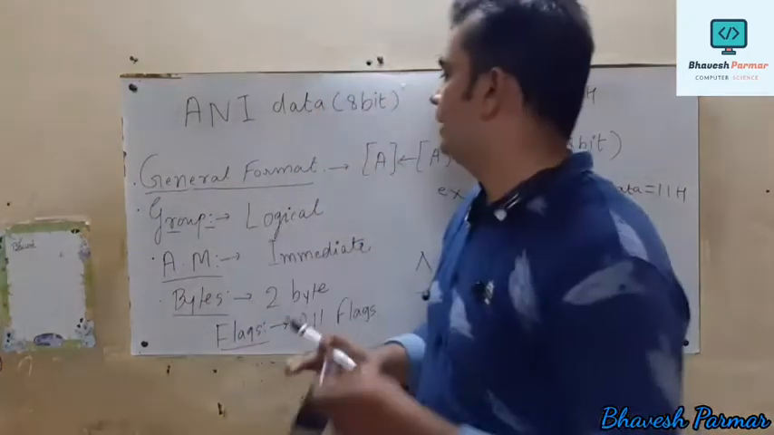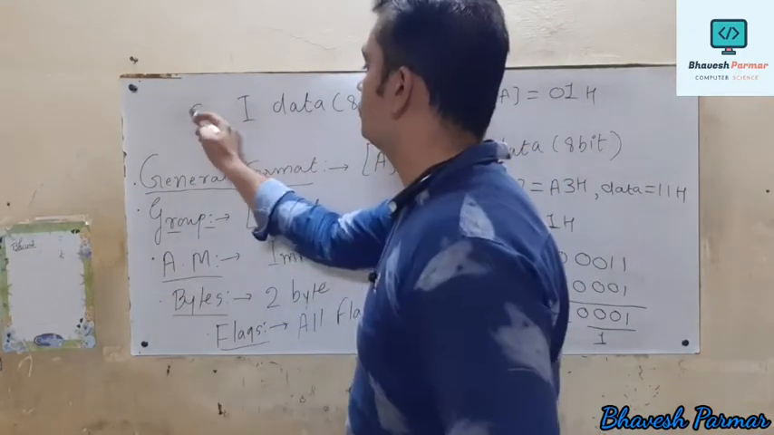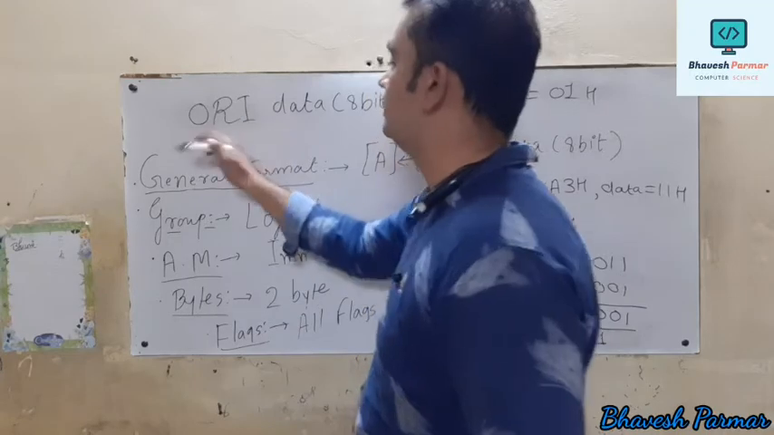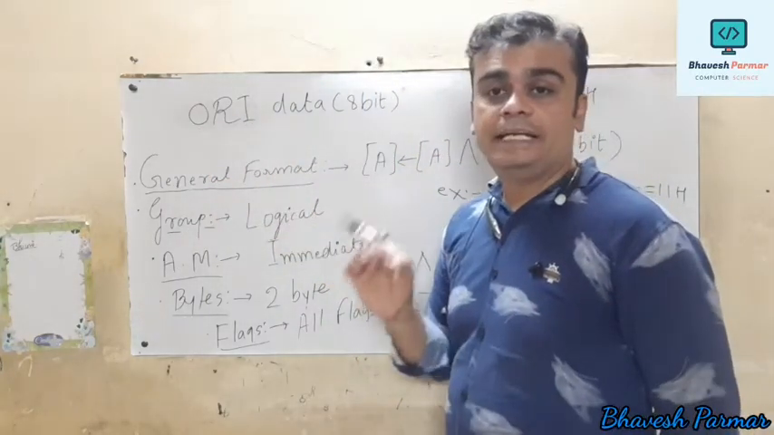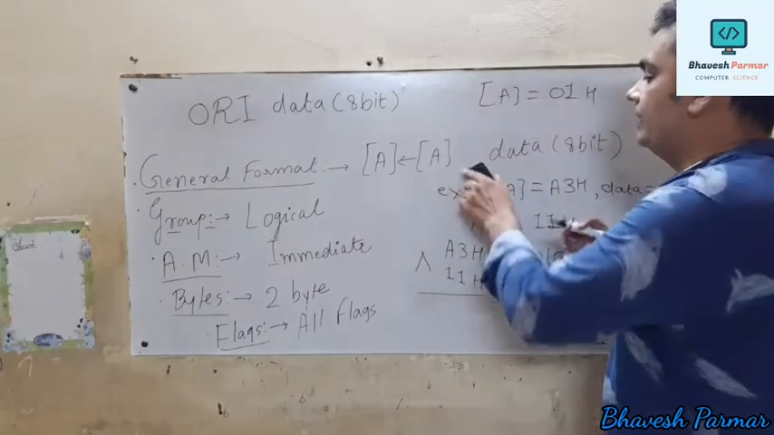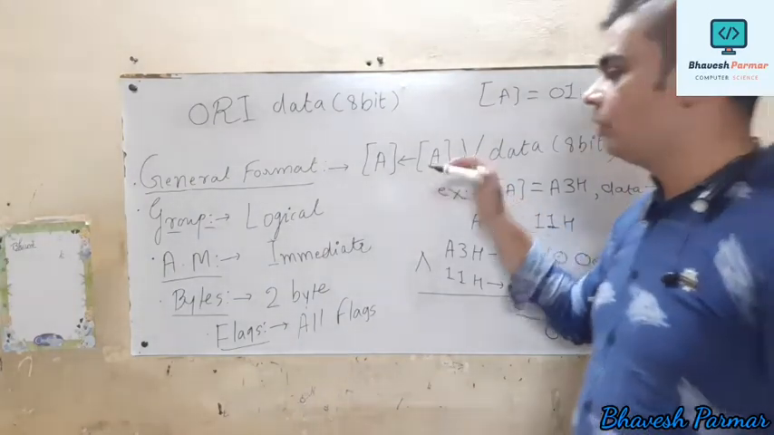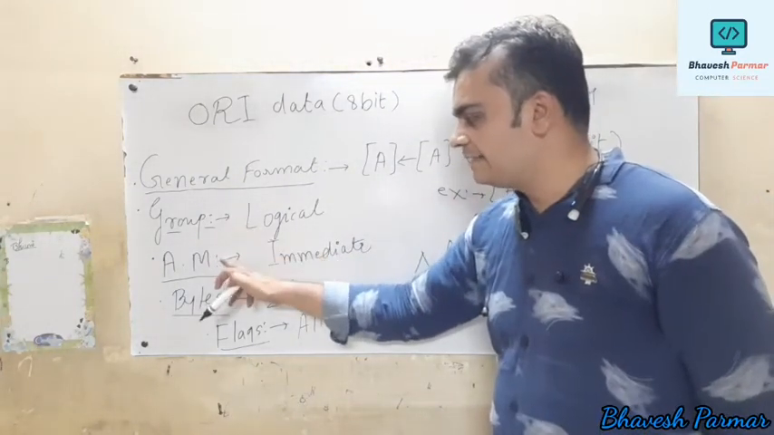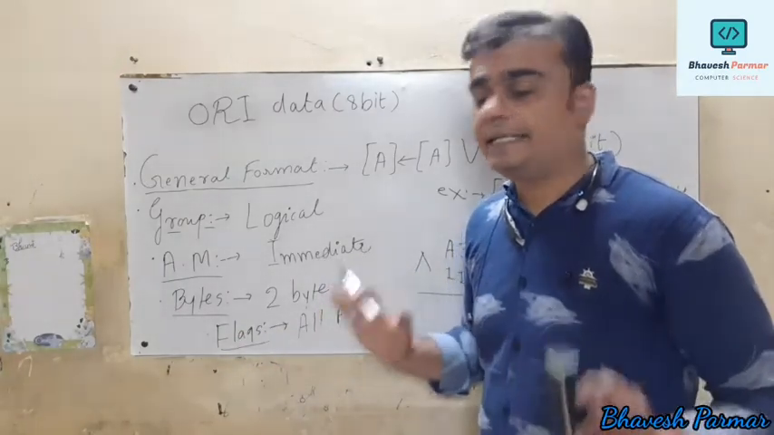Now the same type of operation we are going to discuss with logical OR. For that purpose, I am just writing down the instruction ORI data. So there will be a little bit of change in our general format. Instead of representing by AND, we have just used the symbol for representing OR. In case of group, addressing mode, bytes, flag, all are the same as it is.